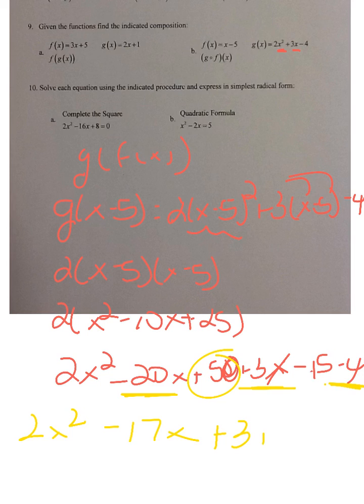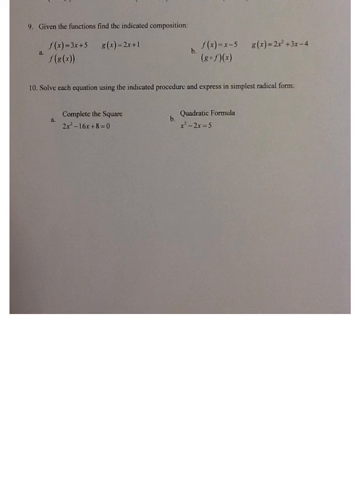Okay, so let's take a look at the last problem, 10. Okay, so 10 is to solve the quadratics, and you have to express it in simplest radical form. And the first one, you have to use completing the square. Second one has to be quadratic formula. All right, so let's start with the first one. In order to complete the square, you have to have a leading coefficient of a 1. So you have to divide everything by 2, both sides.